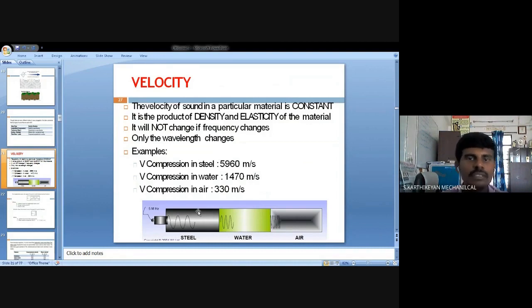Examples of velocity for steel, water, and air are noticed here. The exact picture of the velocity, how it travels, is clearly noticed below. For steel, it is 5960 meters per second. For water, it is 1470 meters per second. For air, it is 330 meters per second.